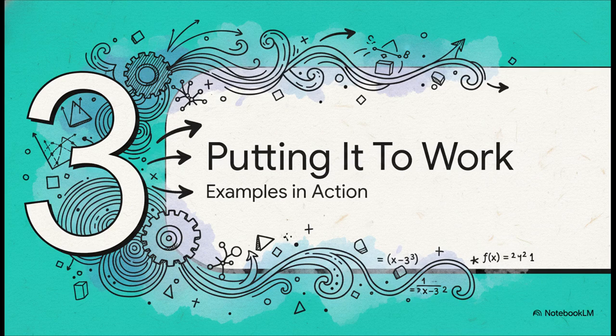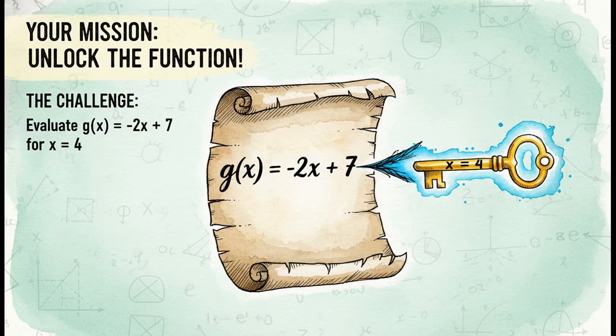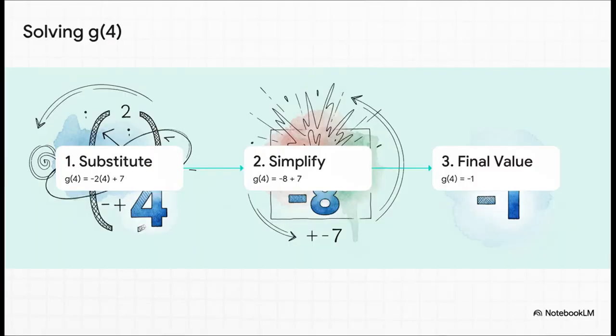Okay, theory is one thing, but let's actually put this secret weapon to the test. Let's get into some real examples. Let's start off with a nice, straightforward one. We have our function, g of x equals negative 2x plus 7, and our job is to evaluate it when x is 4. So what do we do first?